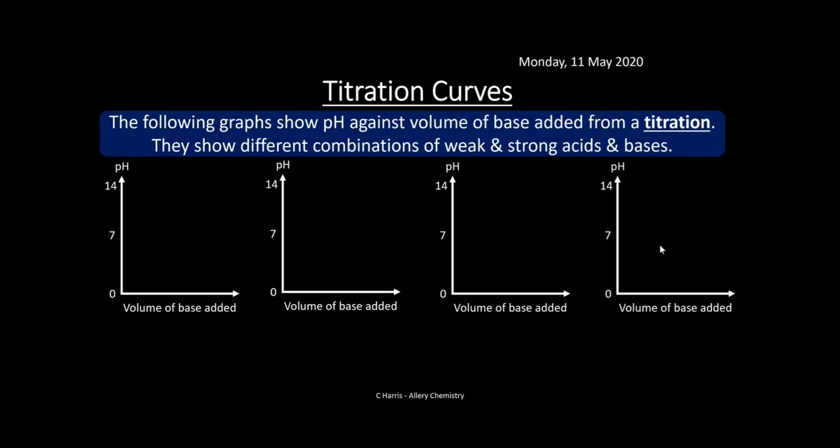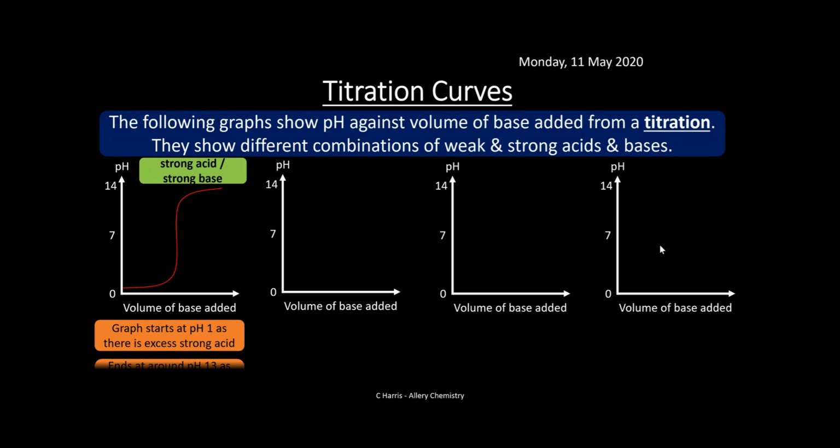So in this case, we're going to add a base from the burette, and they show different combinations of weak and strong acids and bases. So we're going to look at each example, and you need to be familiar with the shapes of these curves here. So let's look at a strong acid, strong base first.